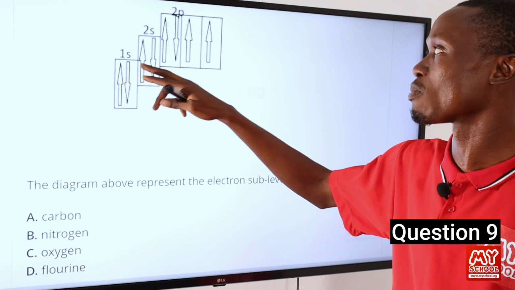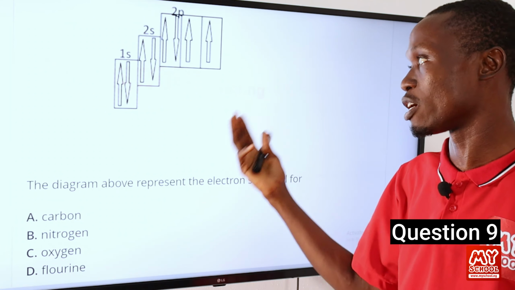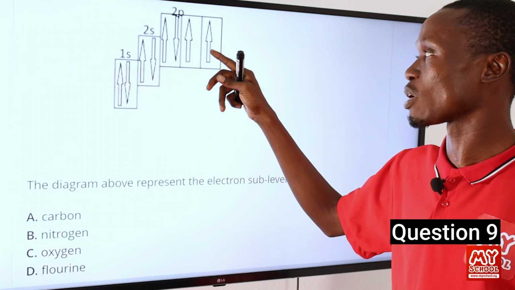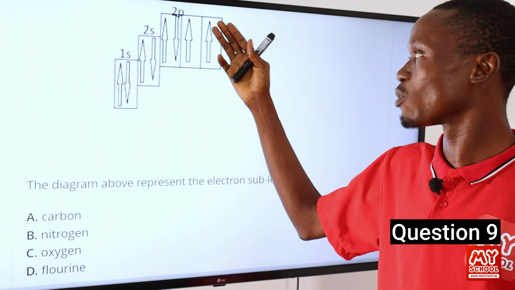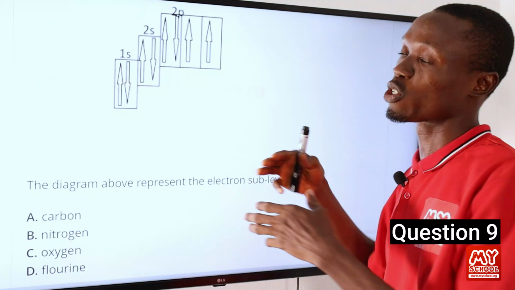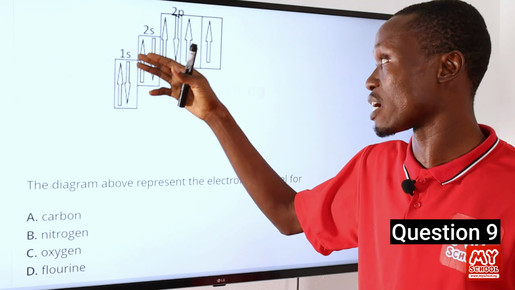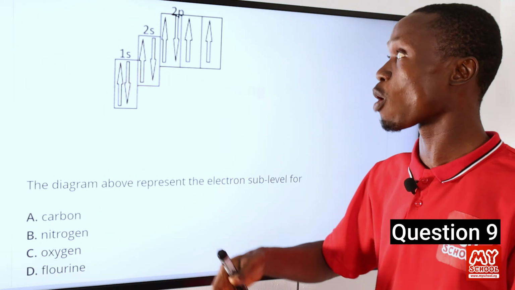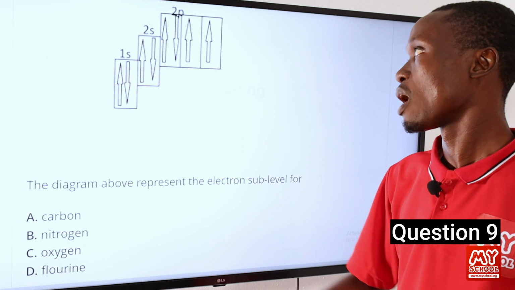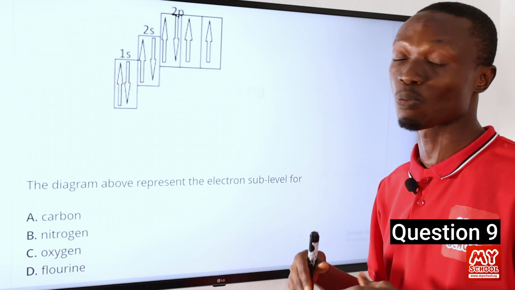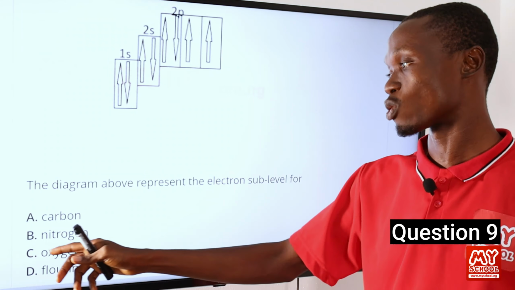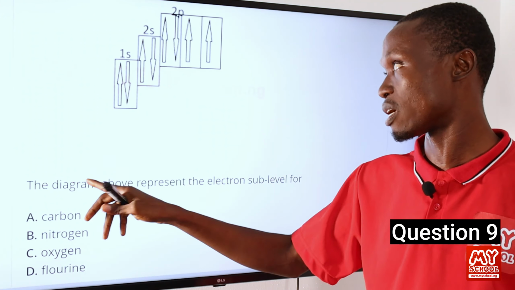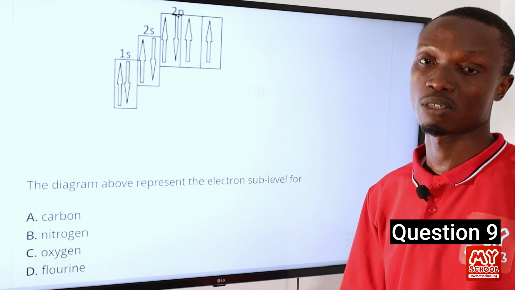But remember that each of these arrows represents an electron, so if we count, we'll actually have 8. What we are seeing here shows us that the element they are trying to describe is neutral, meaning that the atomic number of the element is 8, and the element that has atomic number of 8 is oxygen. So that makes the answer to this question C, oxygen.